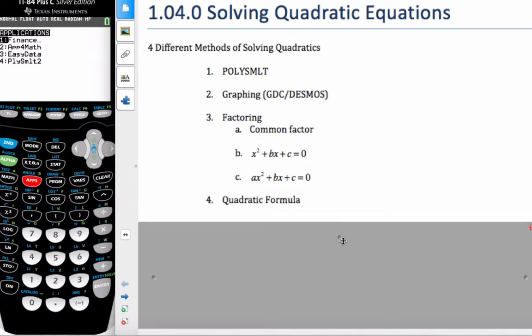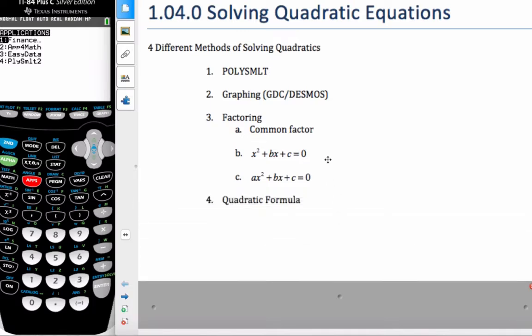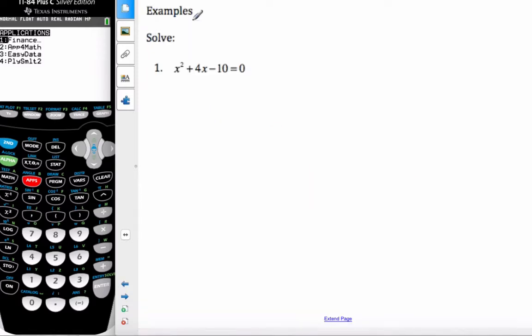And finally, the quadratic formula, which we all know, we've seen the lovely song for. It's x equals minus b plus or minus the square root of b squared minus 4ac all over 2a. So those are our 4 different methods. Use the appropriate one for what you have. So here's our first one to consider. I'm going to solve this one.